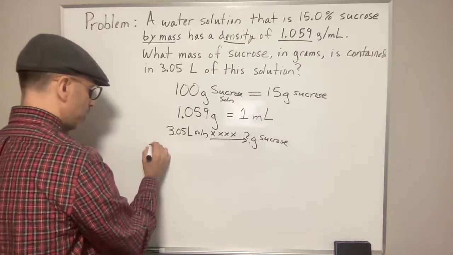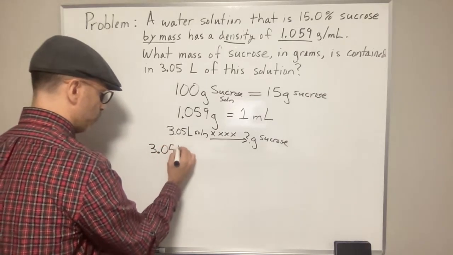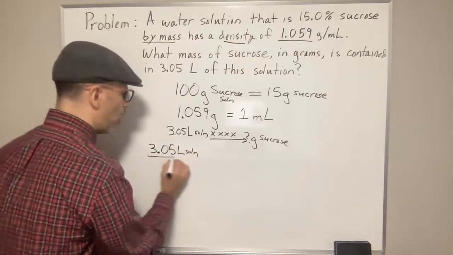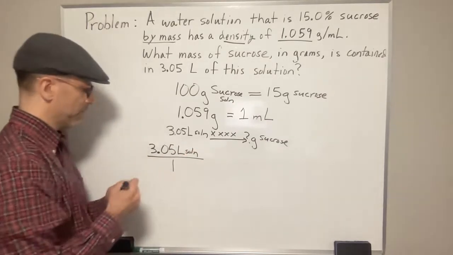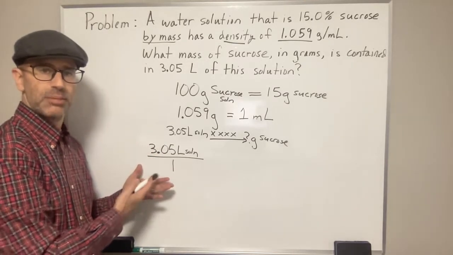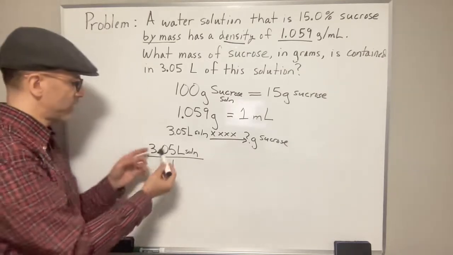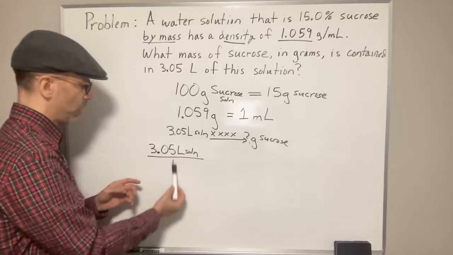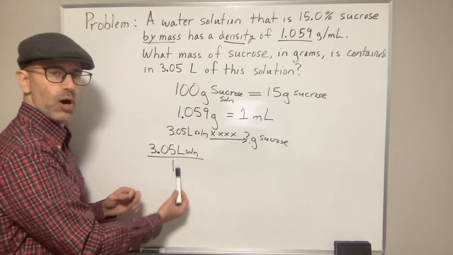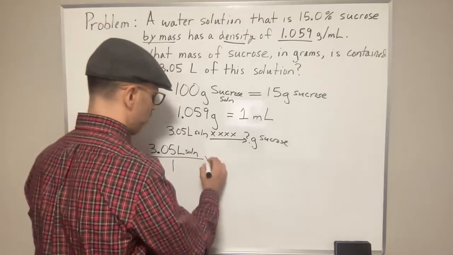That makes sense. So we have 3.05 liters of solution. And I always put it over 1 because I am going to be multiplying by fractions. I'm going to be multiplying by ratios, which are my conversion factors. So I set this up as a ratio or as a fraction. And there's no unit here. I'm just putting it over 1 to create the fraction. And then I'm going to multiply by conversion factors.